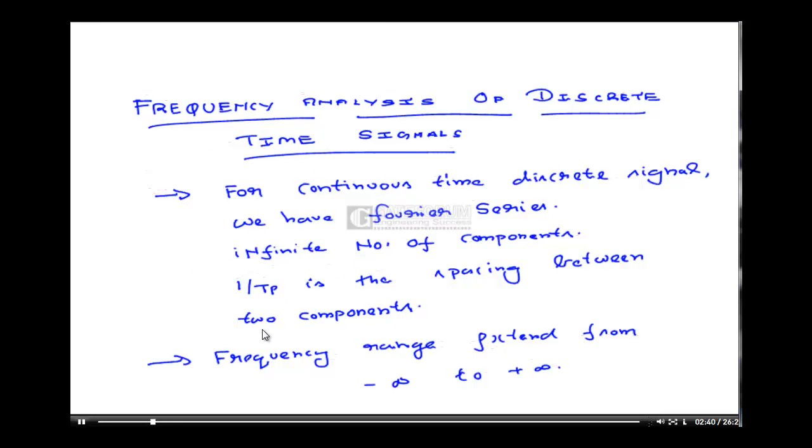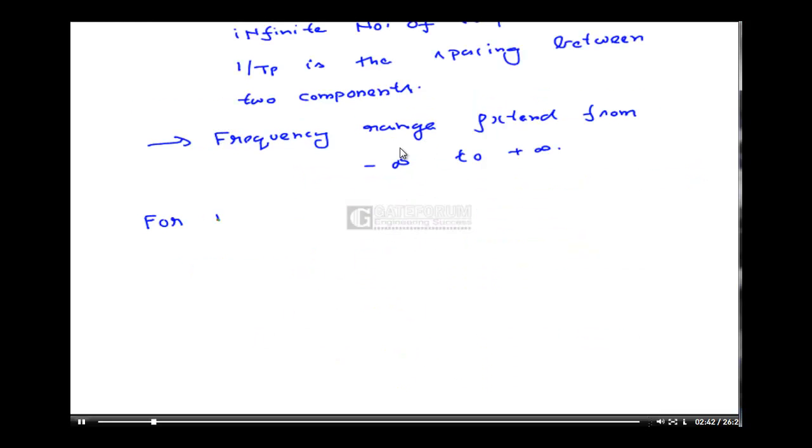See, for discrete time, first of all we should know that a discrete time signal is obtained from a continuous time signal. So once it is obtained from a continuous time signal, that means we have sampled a continuous time signal to obtain a discrete time signal. Now, looking at the sampling frequency, according to the Nyquist criteria, the sampling frequency to avoid aliasing should be at least twice the maximum frequency present in a signal.